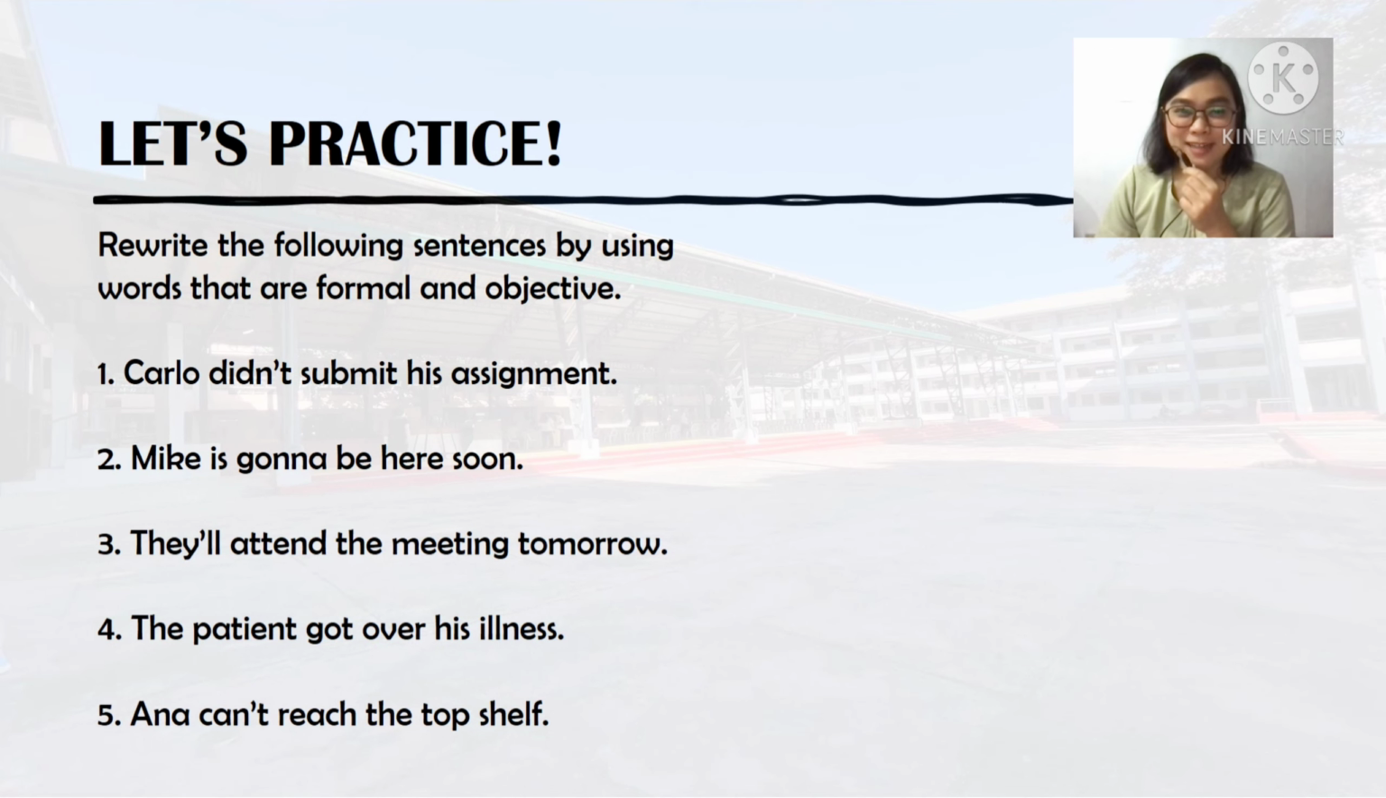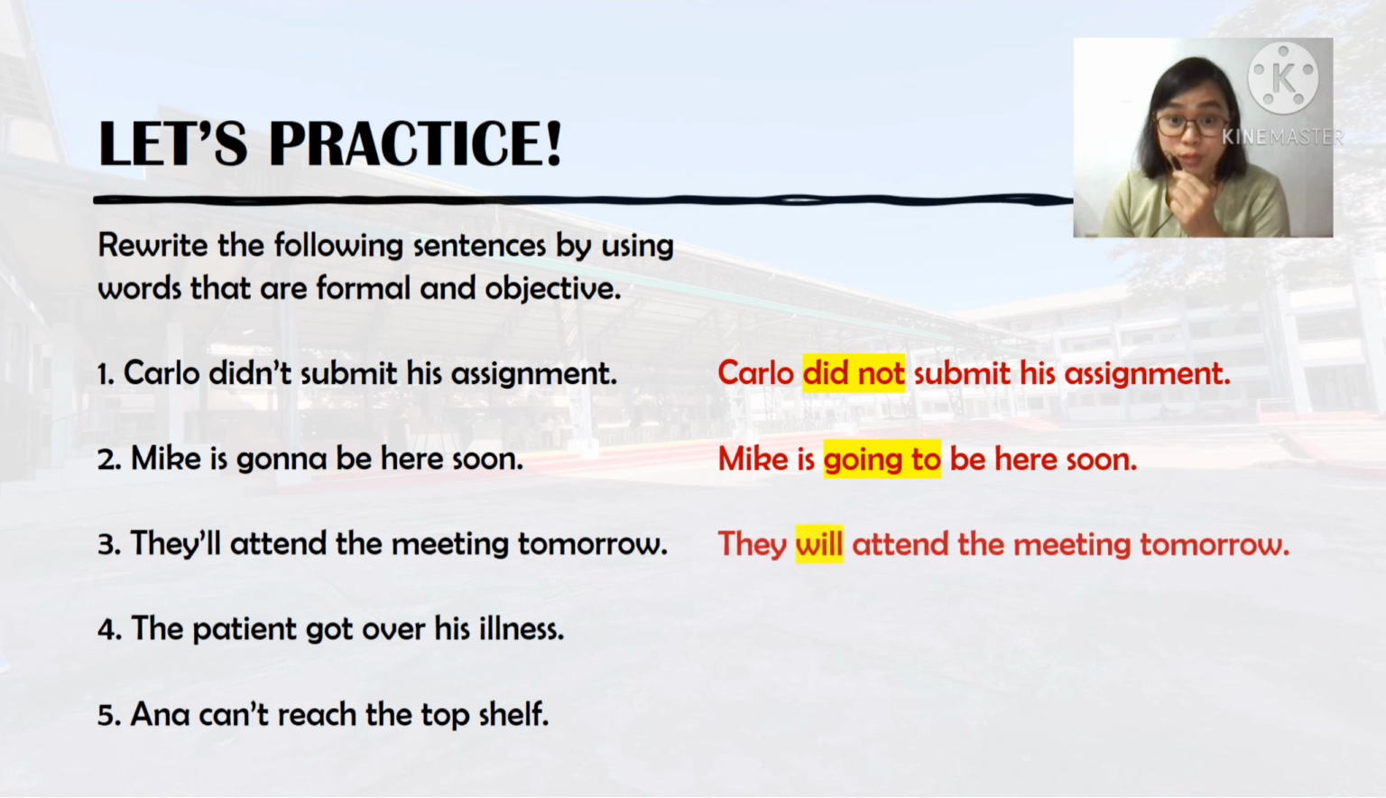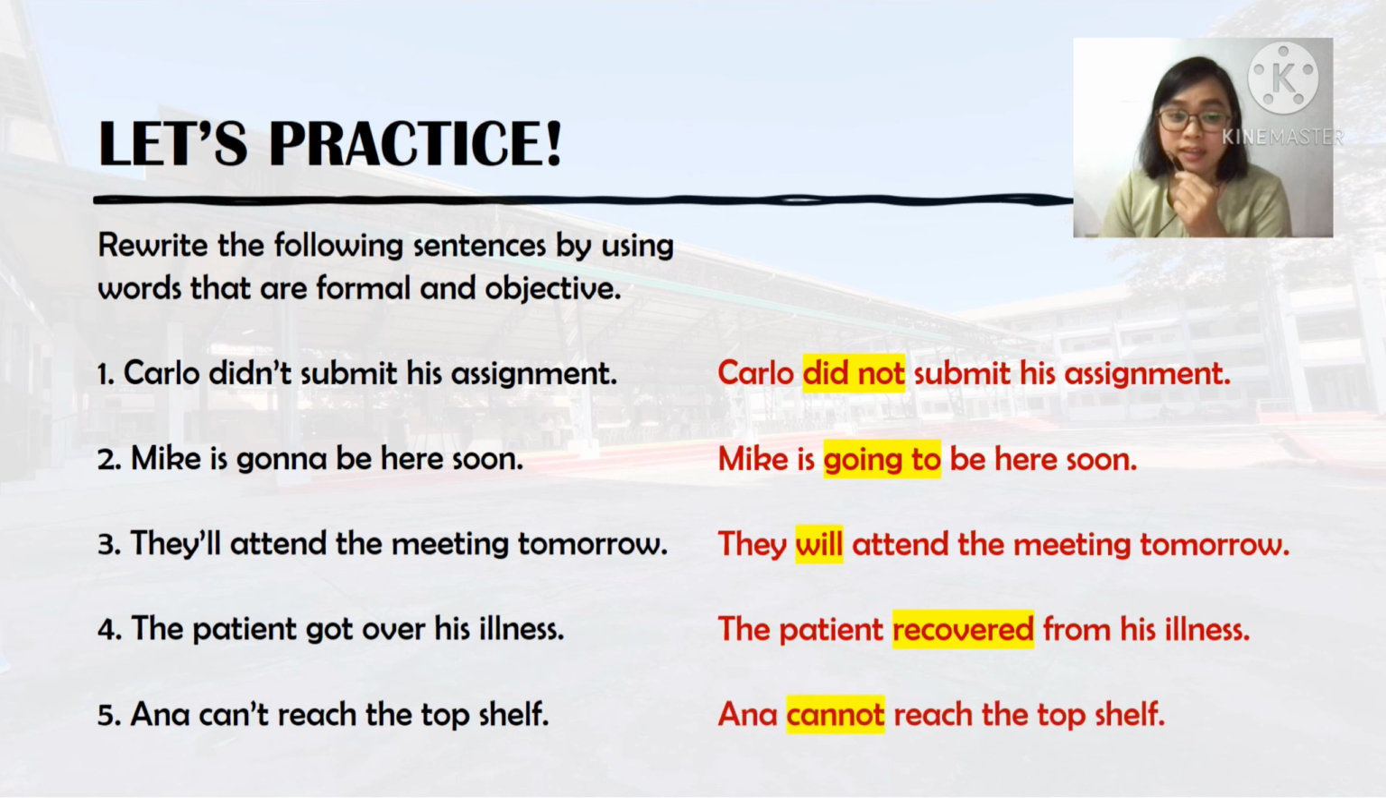Now, let's practice. Rewrite the following sentences by using words that are formal and objective. Number 1. Carlo didn't submit his assignment. Number 2. Mike is gonna be here soon. Number 3. They'll attend the meeting tomorrow. Number 4. The patient got over his illness. And number 5. Anna can't reach the top shelf.